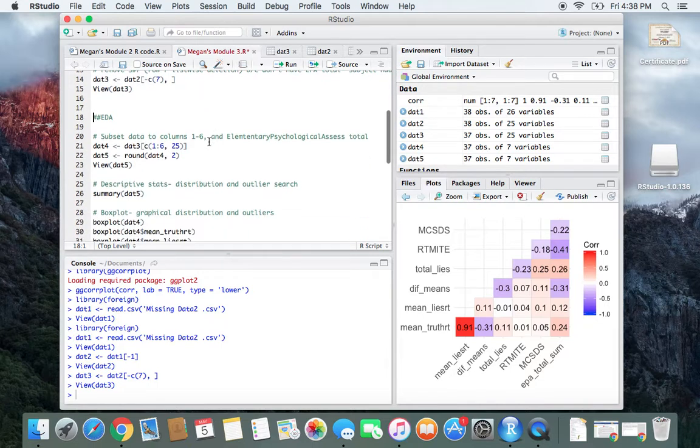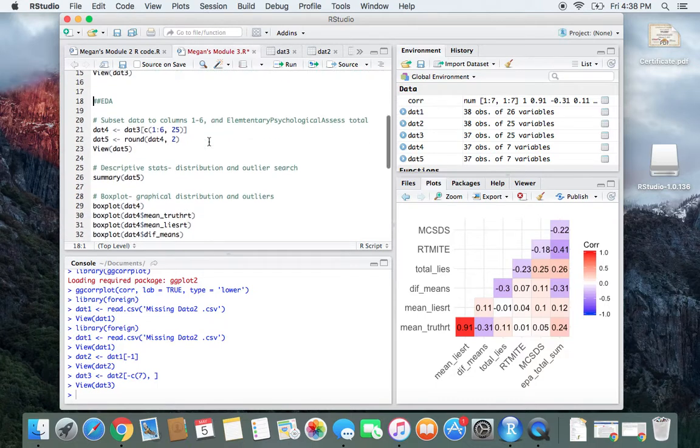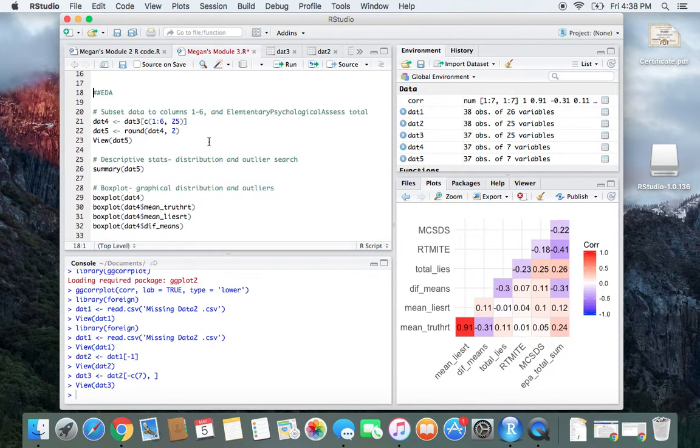Okay. Next, I'm going to move on to exploratory data analysis. So EDA is really exactly what it sounds like. It is exploring your data to look for problems or meaning beyond what the data is presenting. And it's really an important part of all experimental data analysis. And there are many ways to go about exploring your data.